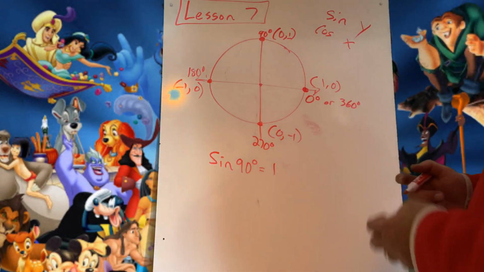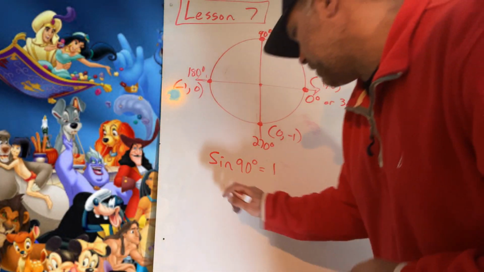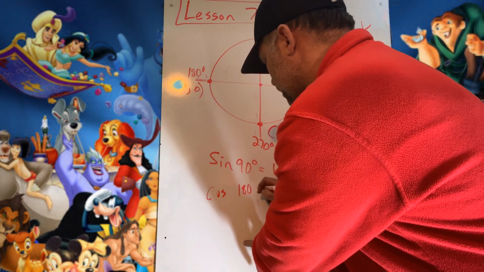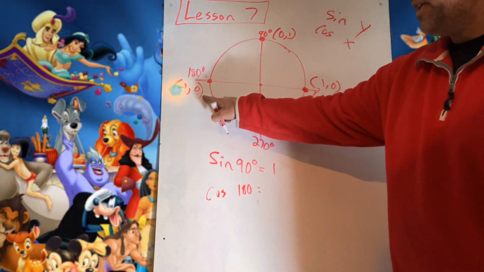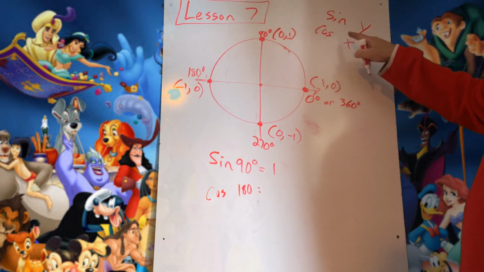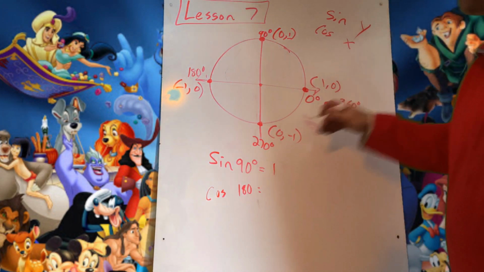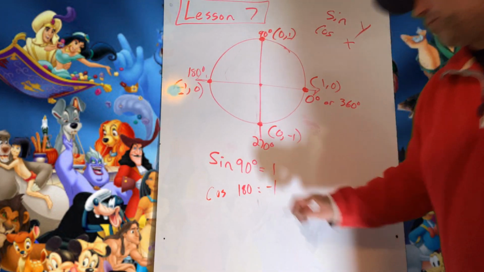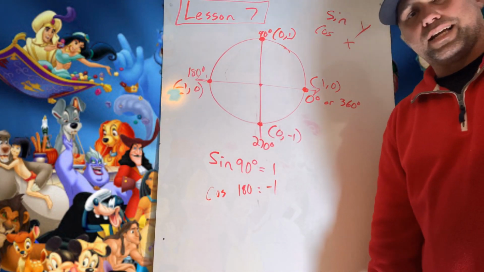So let's try this again. What if I wanted the cosine of 180? All right, here's 180. Remember that cosine is your x value when you're on the unit circle. My x value is right here. It's negative 1. So negative 1 would be the cosine of 180.